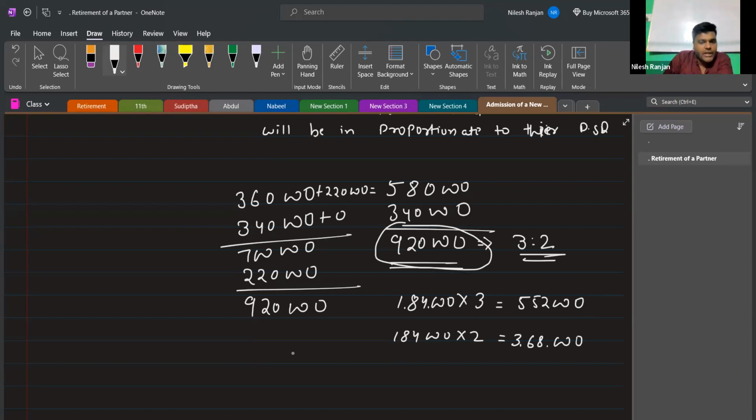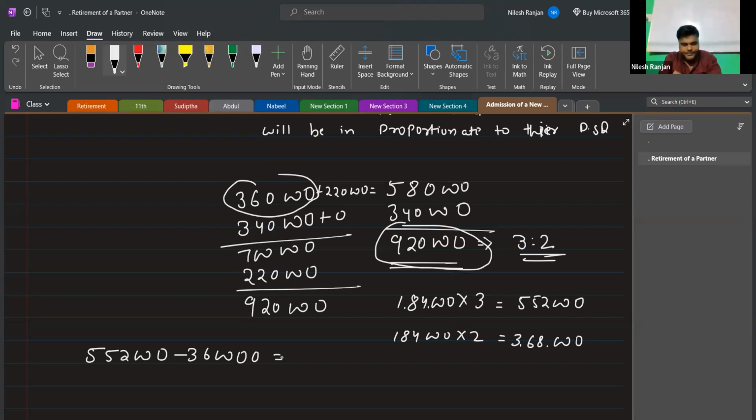Now, how much cash will be brought by A? A capital was 3,60,000. And he has to keep 552. Wait 1 minute. 3,68,000 minus 3,40,000. So B will bring 28,000.